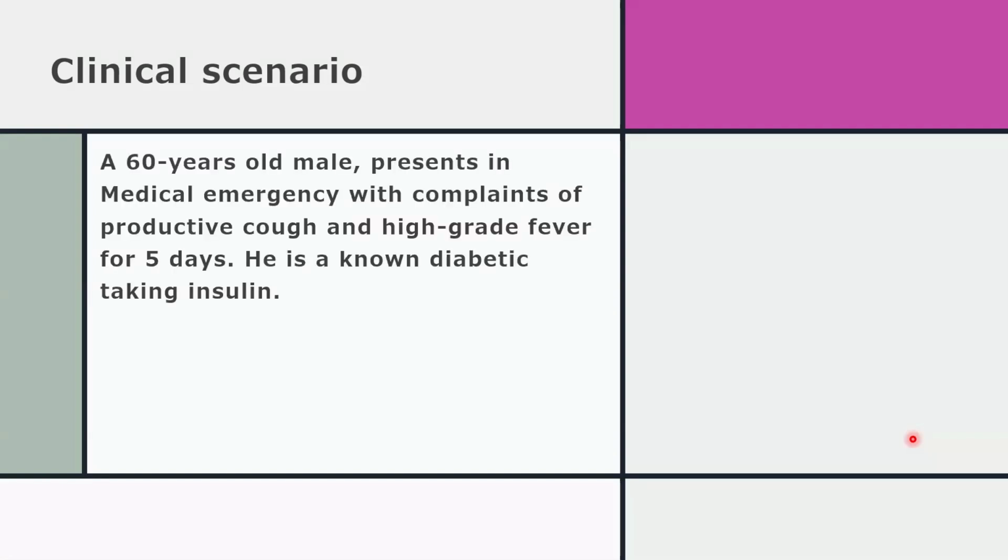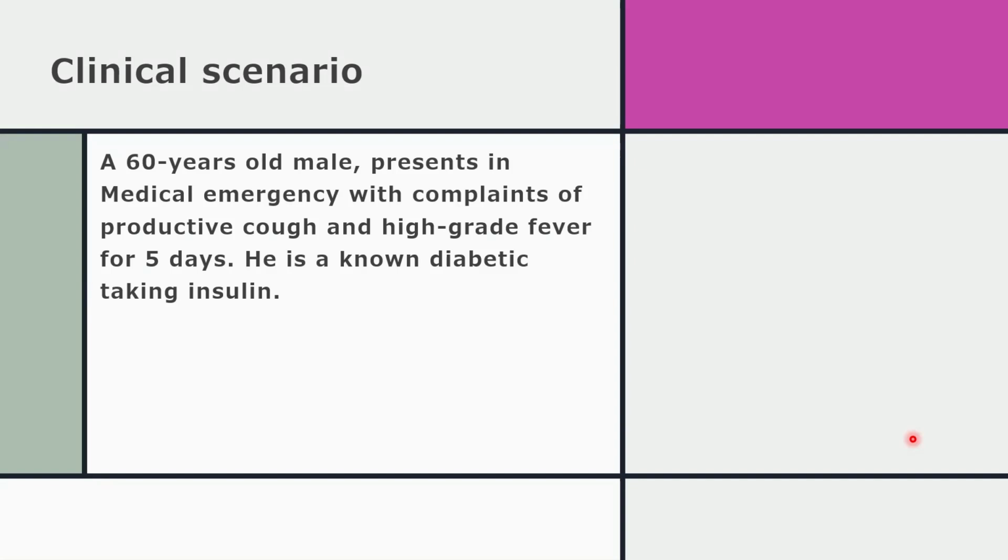As always, I would like to start with a clinical scenario. A 60 years old male presents in medical emergency with complaints of productive cough and high grade fever for 5 days. He is a known diabetic and taking insulin. So let's analyze this scenario.